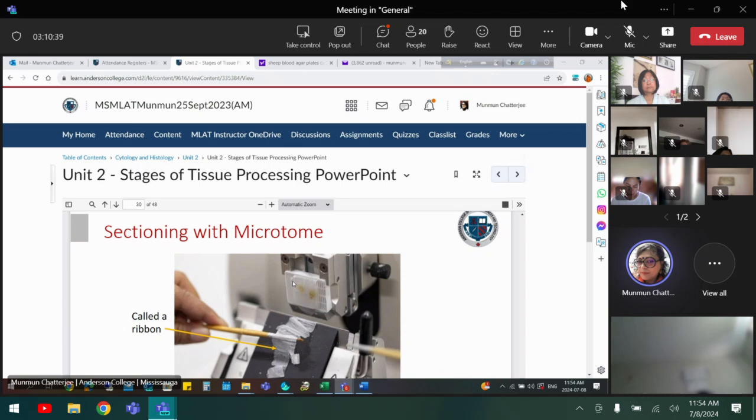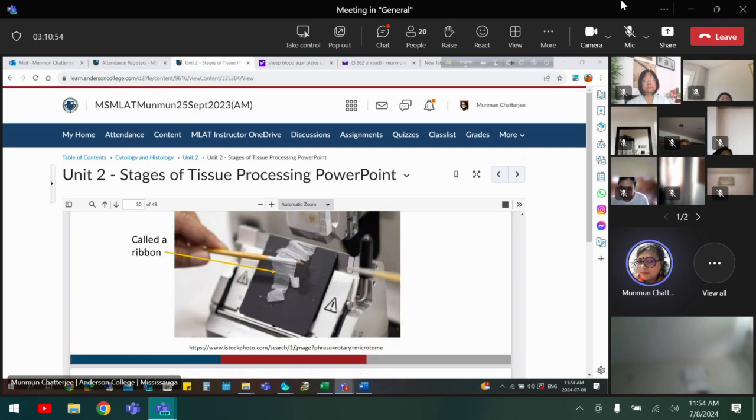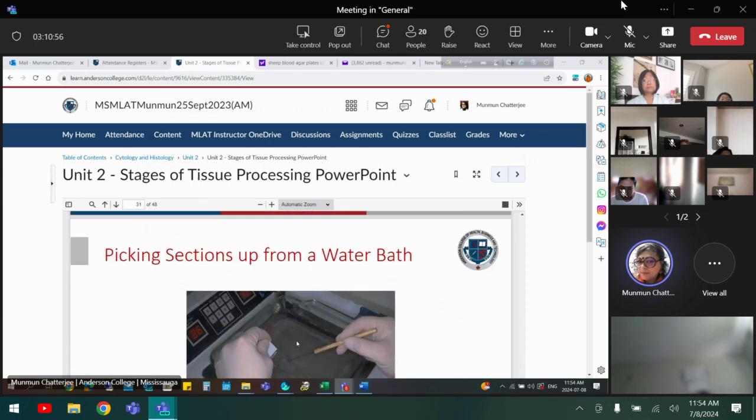So how do the sections come? You can see the block. In the block, the tissue is there, inside the paraffin block. You are using the knife here. From the top, you are cutting, and it's coming out like this, a long ribbon, and you are taking this ribbon, and then you are going to place it in the floater.